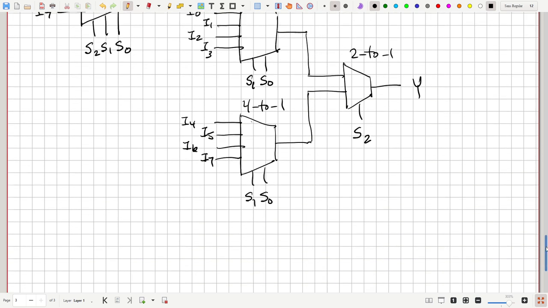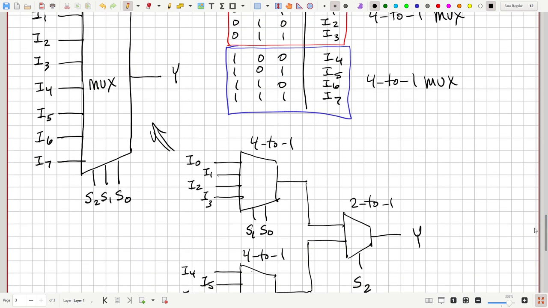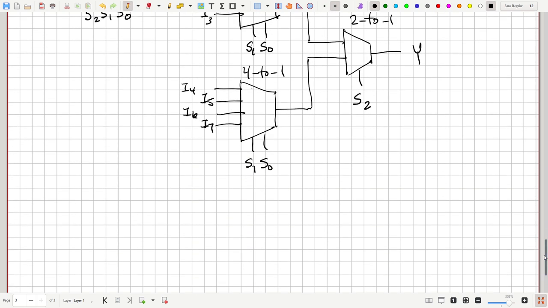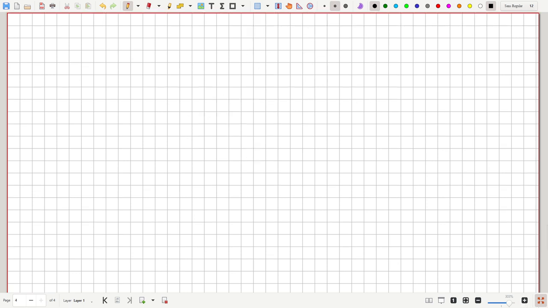And these days, of course, this can all be done in an integrated circuit. You can just take the little modules for different multiplexers and chain them together like this and make a bigger one, and then it all comes out on the same chip. An interesting application of multiplexers is that you can implement a truth table with them.